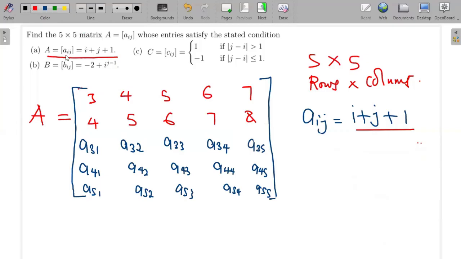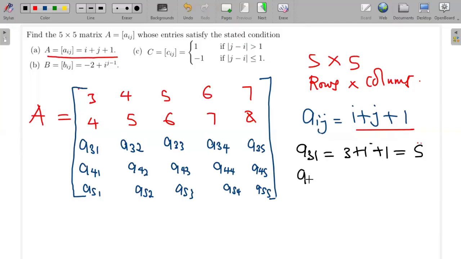So the third row, okay, we are using these ones here. The first one there is A31, meaning the i is 3, the j is 1. So that would be 3 plus 1 plus 1, which would be equals to what? This is 5, right? Okay.